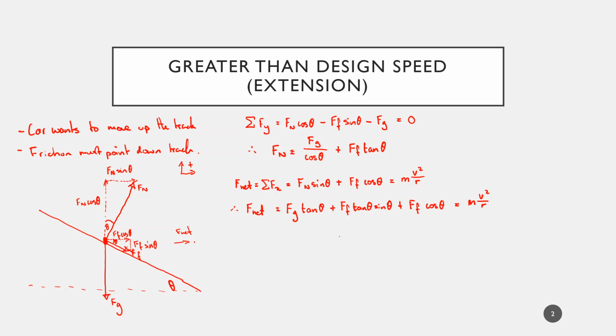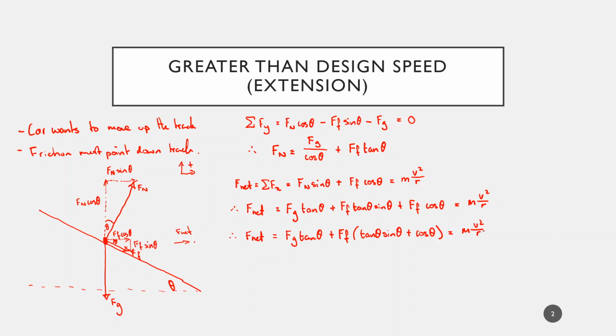What we can do here, and unless you know your trig identities this won't really make any sense to you, but off to the side, let's go and just factorize this first. So we'll get net force is equal to Fg tan theta plus, I'm going to factor out the friction from the last two terms, we'll get tan theta sine theta plus cos theta, equals mv squared on r.